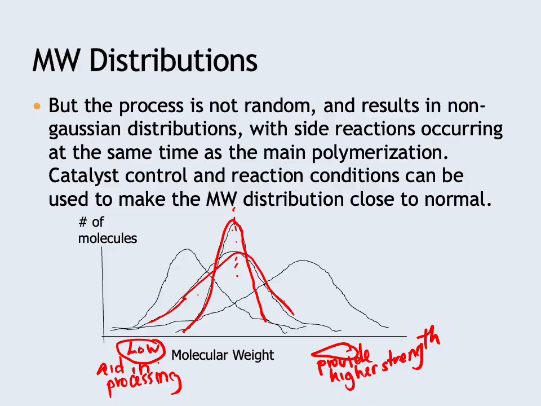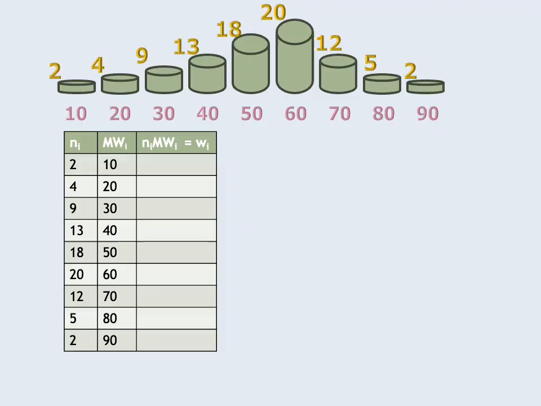So calculating an average, the mean, or the mathematical average. If I had molecules and I broke them into groups, those that have 10 units, those that have 20, 30, 40, 50, and so on, and counted them, I found that I had two molecules that were 10 units long. So this is N sub I, the number of molecules, and MW sub I, the weight of those molecules. I could count up all the total number of molecules. So 2 plus 4 plus 9 and so on, 6, 15, 28, 46, 66, 78, 85, I believe. That would be the sum of N sub I.